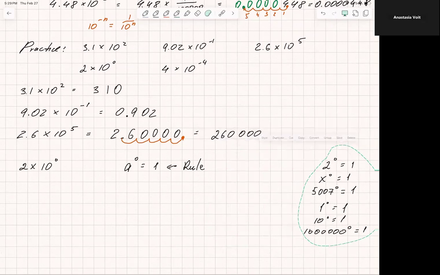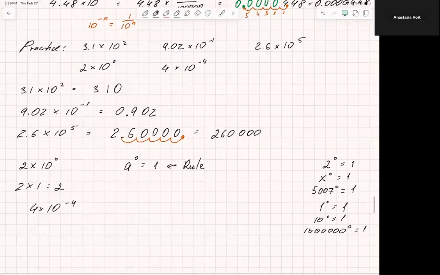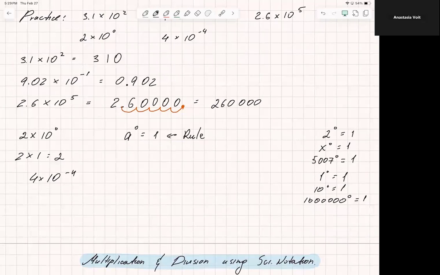So in this case, we would have 2 times 1, which is just 2. So we keep it as it is. In this case, the scientific notation and the regular notation don't have any changes. And the last example is 4 times 10 to the negative 4th power. So let's look at that one.